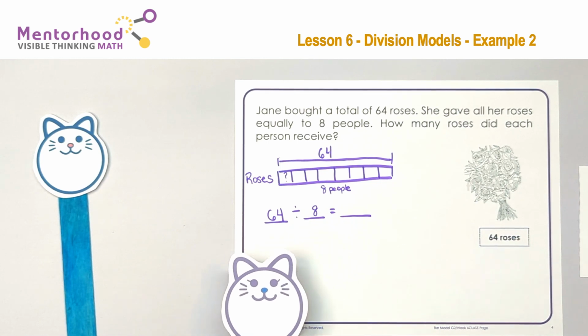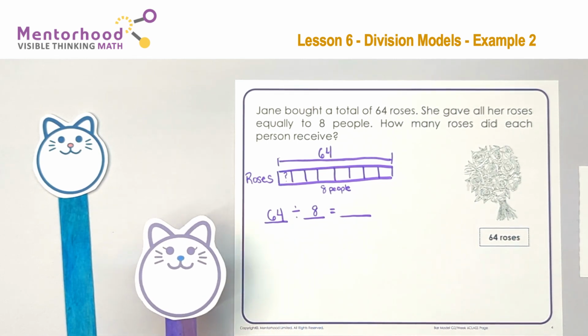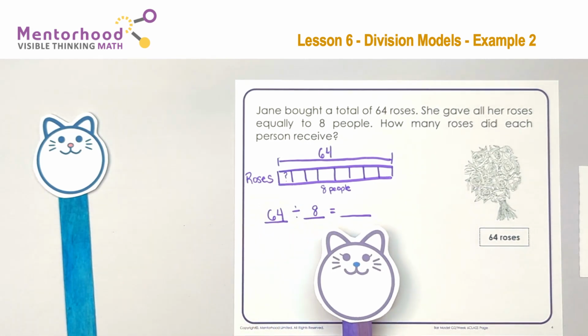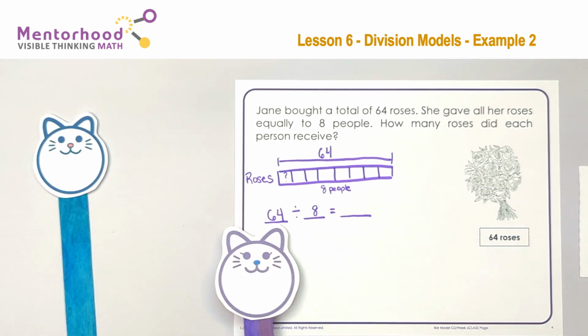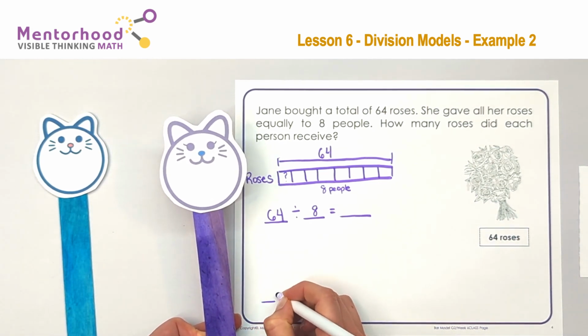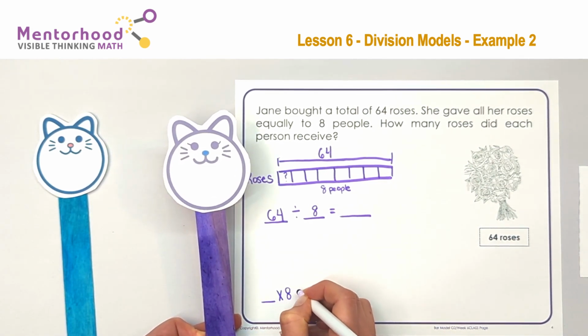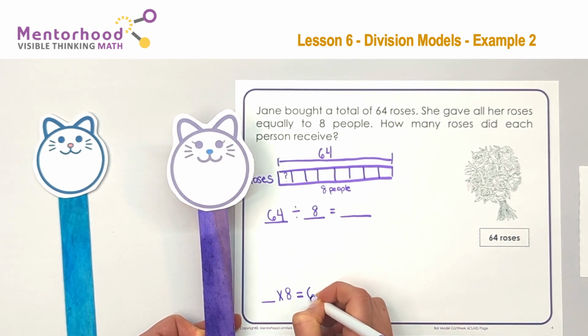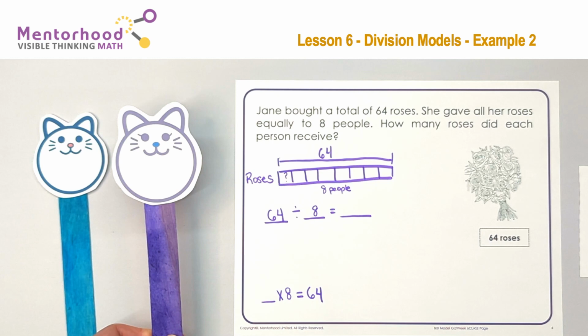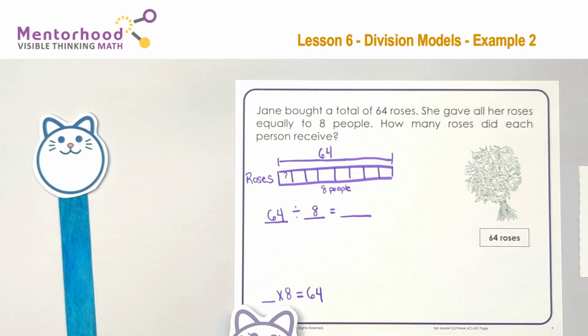Okay, let's do that. Now, of course, we can always think of division like backwards multiplication. So if we were to write this backwards and change it into a multiplication question, we would get something times 8 equals 64. Okay, kids, put your thinking caps on. What number times 8 gives you 64?